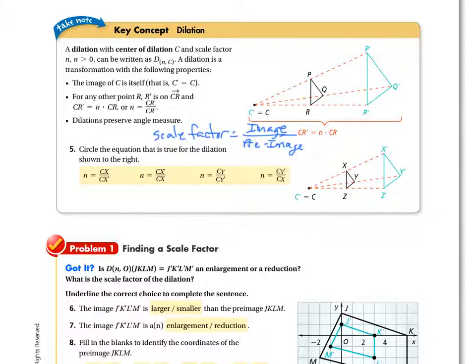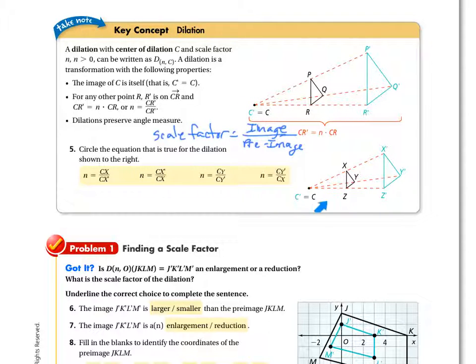So if you look at this figure, here's C, and they're saying that C prime and C are the same because that's the center of the dilation, so that's why they're calling it C. And so they're one and the same. So this distance from C to P should be in proportion to the distance from C to P prime. C to R is in proportion from C to R prime.